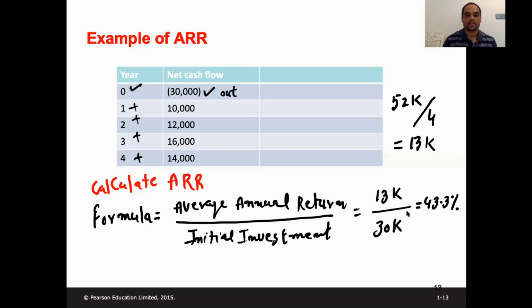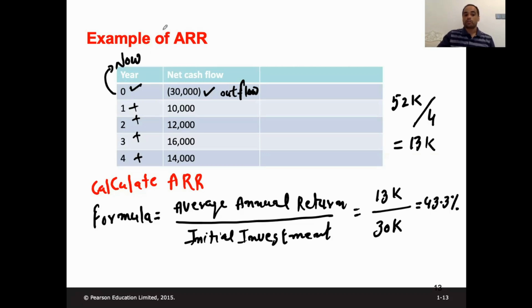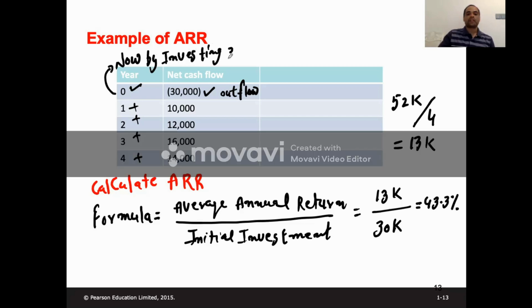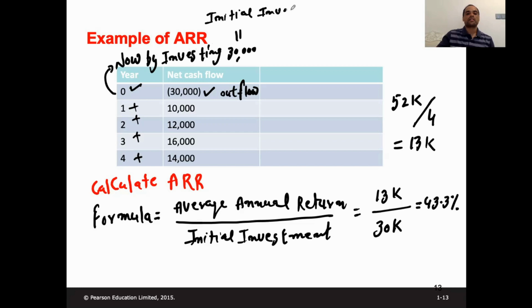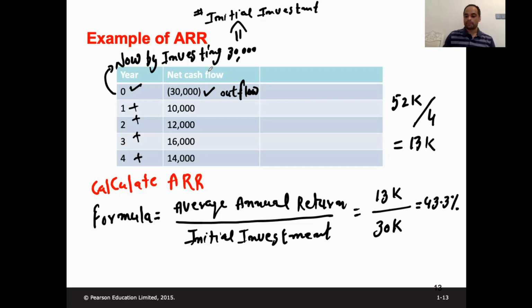Okay, what is 30,000 in year 0? 30,000 is your initial investment, cash outflow. 0 means now. Now you start your business by investing $30,000. So that means $30,000 is your initial investment. Initial means in the beginning. When you start business, how much money are you going to invest? That's the meaning of this 30,000. That's your cash outflow bracket. Can you see this bracket here? This bracket means cash out, right?